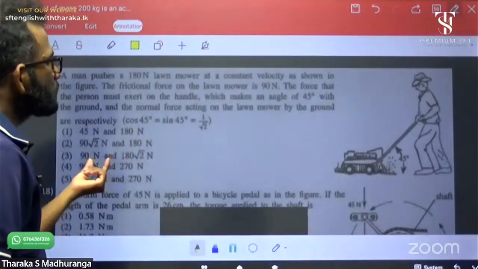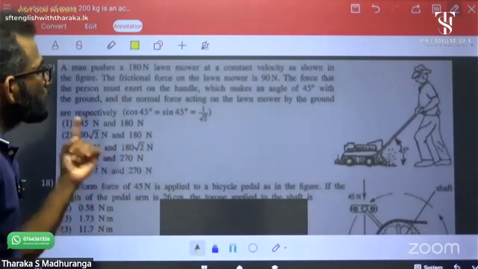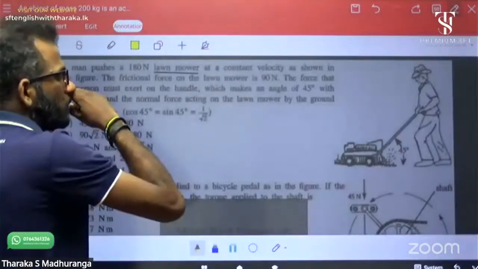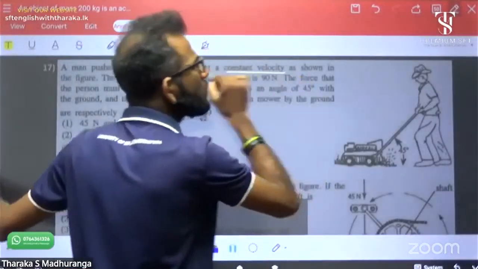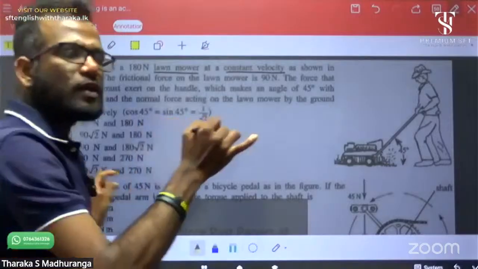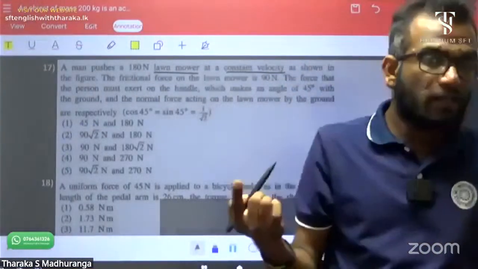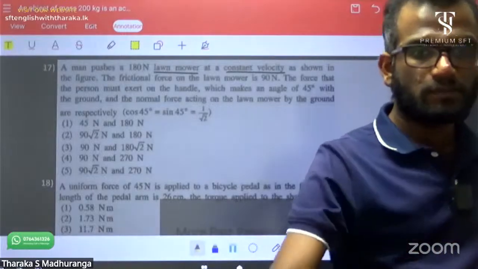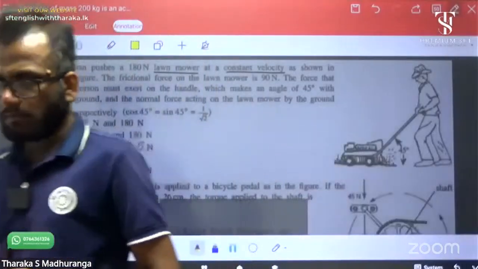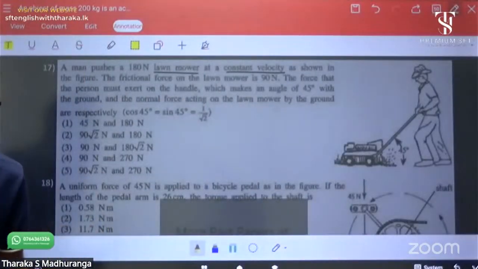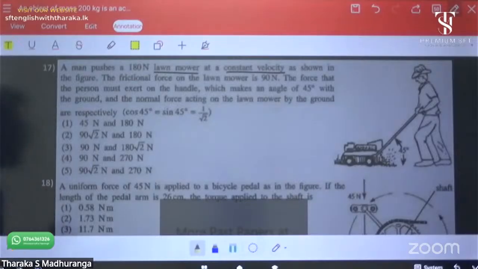Question number 17. A man moves a grass cutting machine at a constant velocity. Constant velocity means uniform velocity. If it is uniform velocity, is it balanced or unbalanced? Yes, very good, it's already balanced. Newton's first law: there is no unbalanced force.